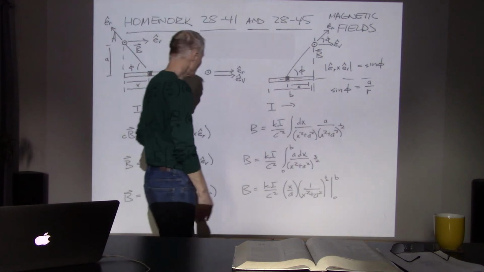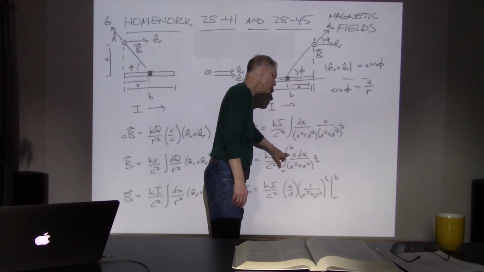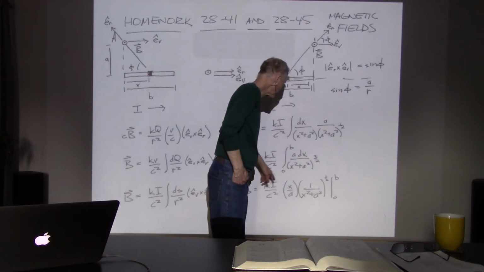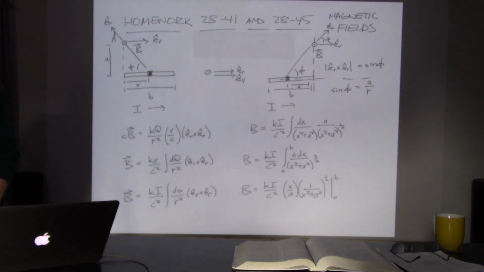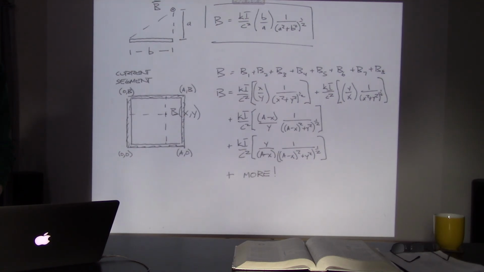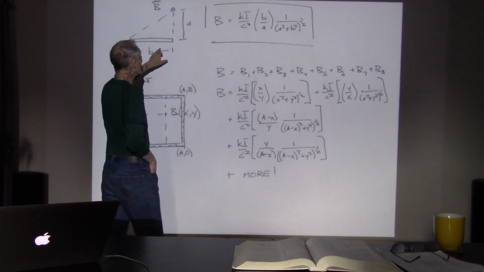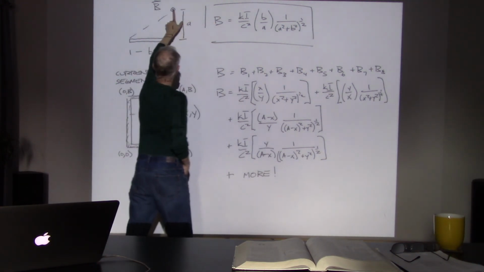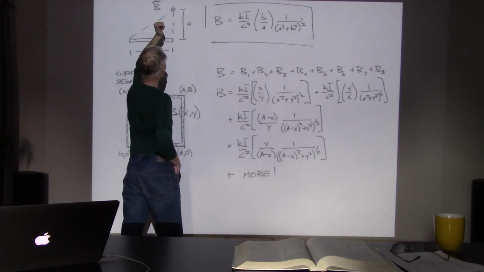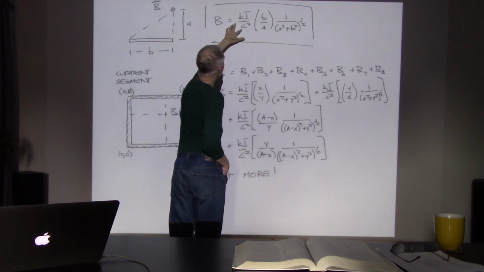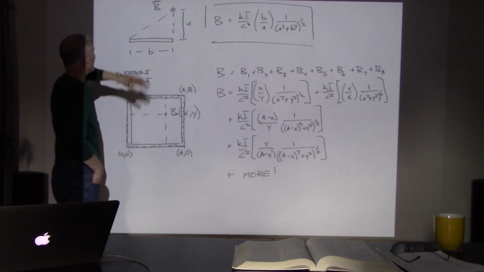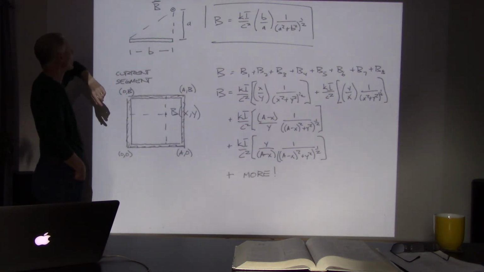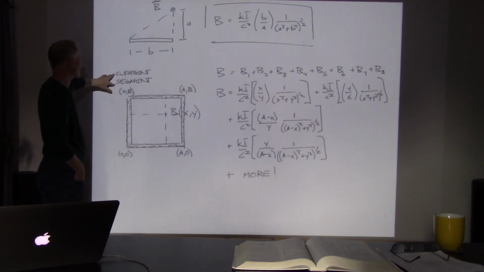And I looked this one up too in the back of the book, Appendix B, I think, and I plugged in all the values. So I looked up the integral, set the limits, plugged in the values, and this is what I ended up with. The B field at that location is coming out of the page, and it's given by kq over c squared, b over a, times 1 over a squared plus b squared to the half, where a is the distance away from the wire and b is the length of the current segment.